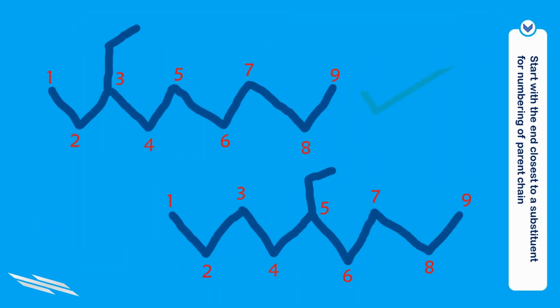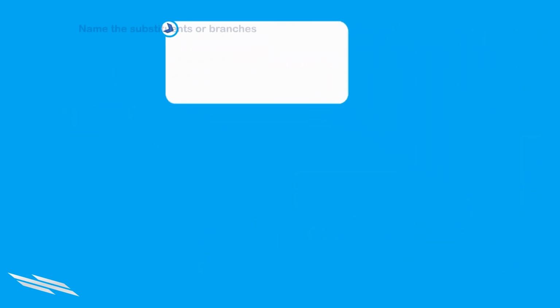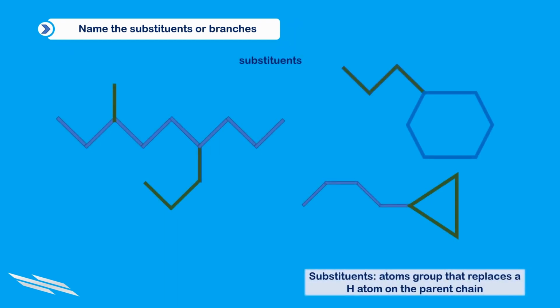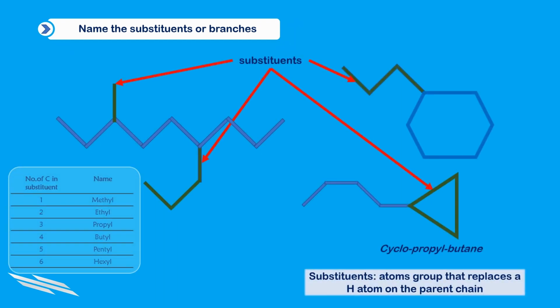Number the carbon atoms in the parent chain, starting with the end closest to a substituent or branch. Name the substituents or branches attached to the parent chain. A substituent is a group of atoms that replaces a hydrogen atom on the parent chain.